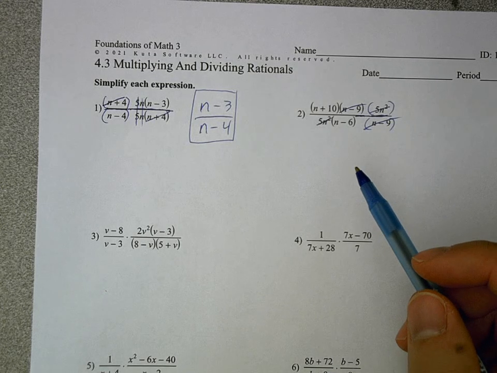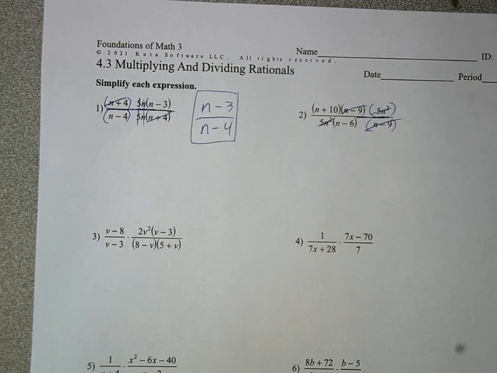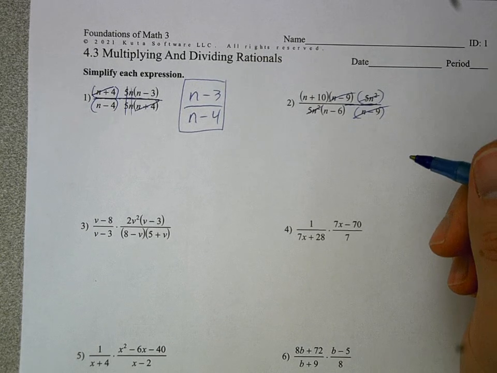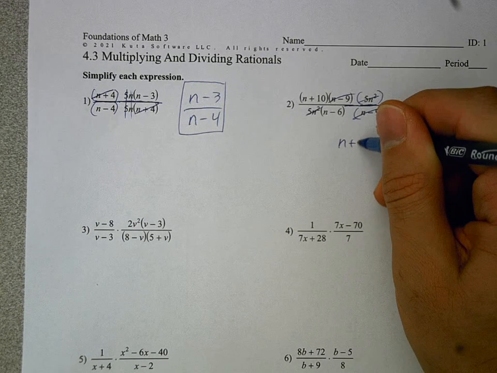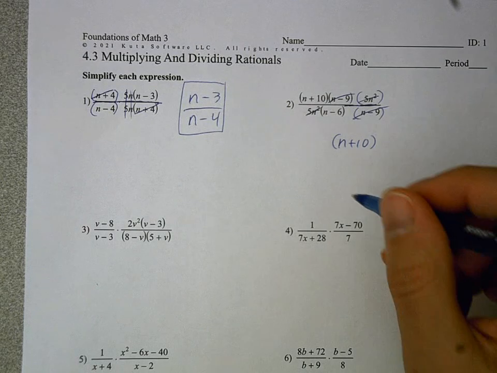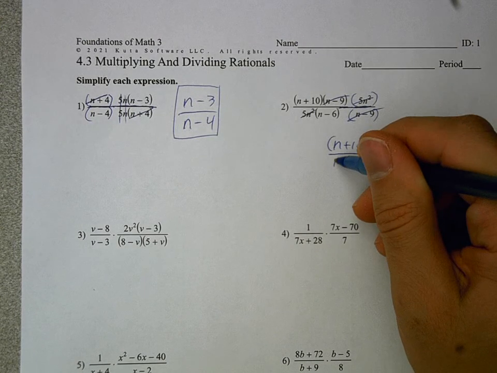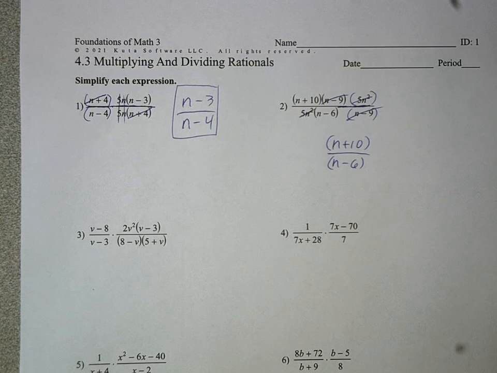Does that make sense to everybody? So what are we left with then? Isaiah, what's left on the top of the fraction? n plus 10. And again, if you want to, leave it in parentheses. That's fine. You don't need to, but you can. And then on the bottom, Amato, what's left on the bottom of the fraction? n minus 6. There we go. Does that make sense to everybody? And we're done. That one's finished.